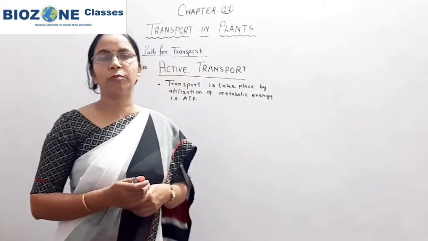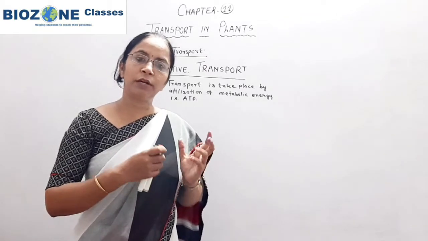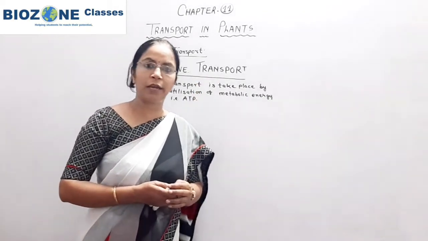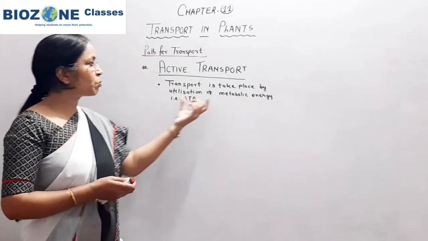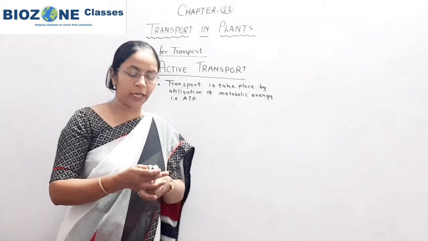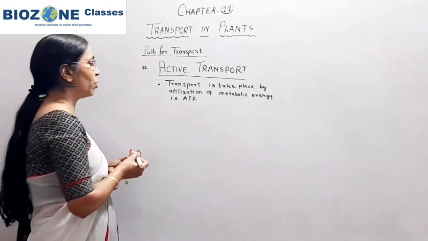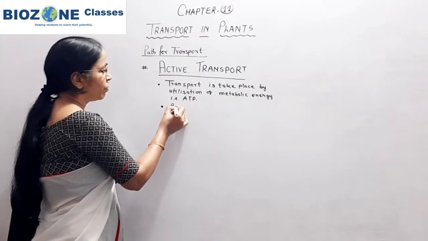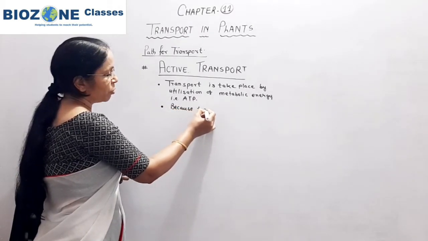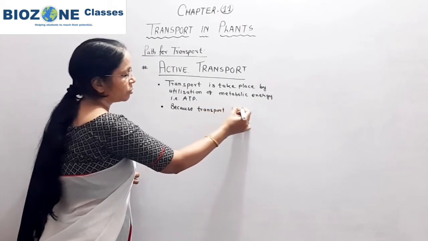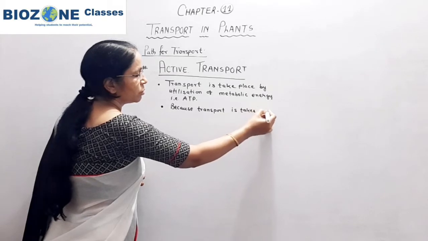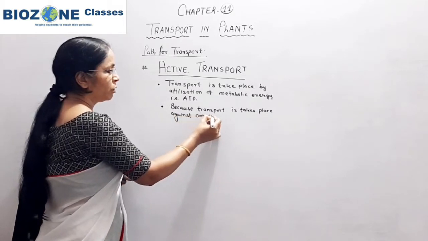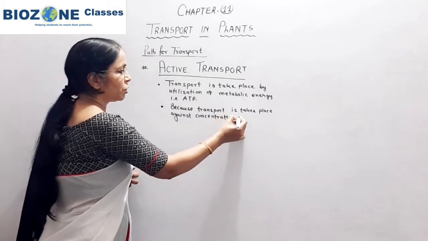When we study about active transport, it is the mode of transport which requires ATP, because the transport takes place against the concentration gradient. So here you remember the transport takes place by utilization of metabolic energy, and is called active transport. Secondly, why is this ATP required? Here you remember ATP is required because transport takes place against the concentration gradient.